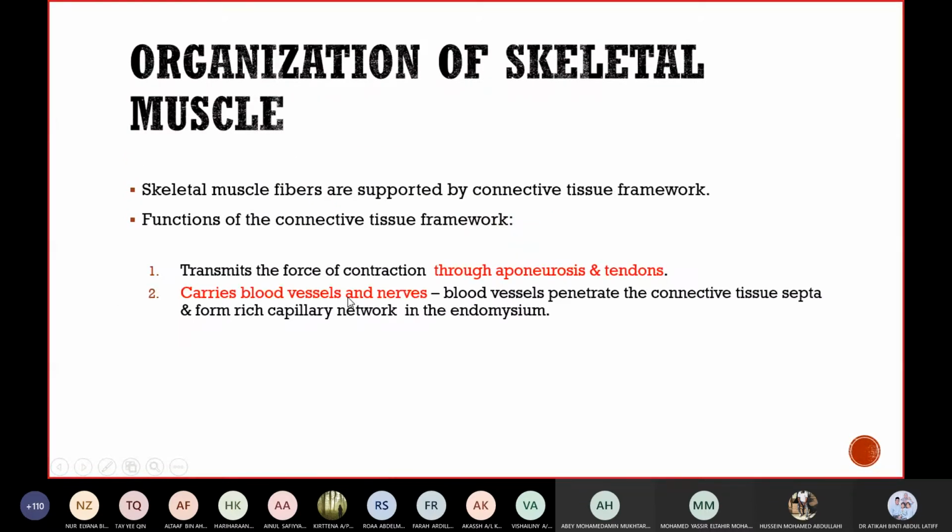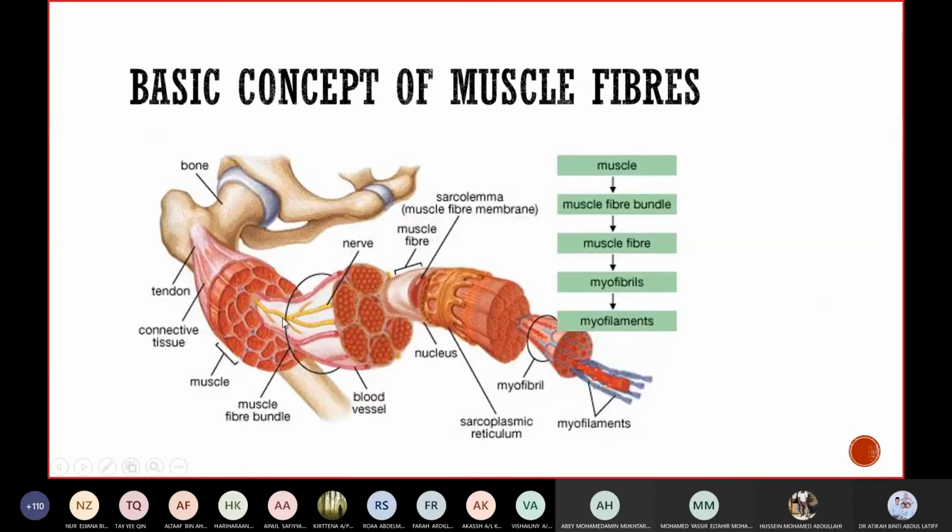Okay, so organization, they are muscle fibers that are supported by connective tissue framework. I think I mentioned the fascia and so on earlier. Okay, so they have tendons and aponeurosis as well, and they carry blood vessels and nerves as well. Okay, so just to show you the arrangement of muscle fibers.